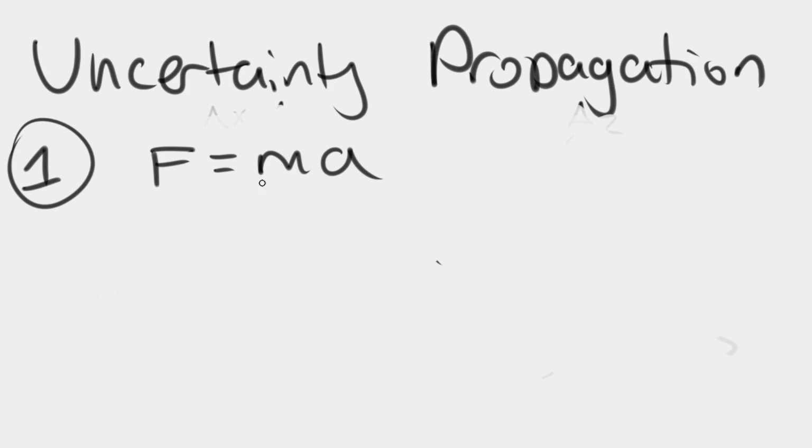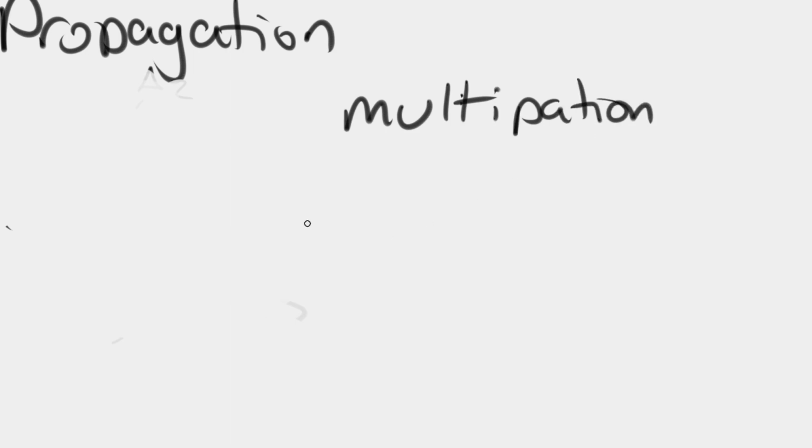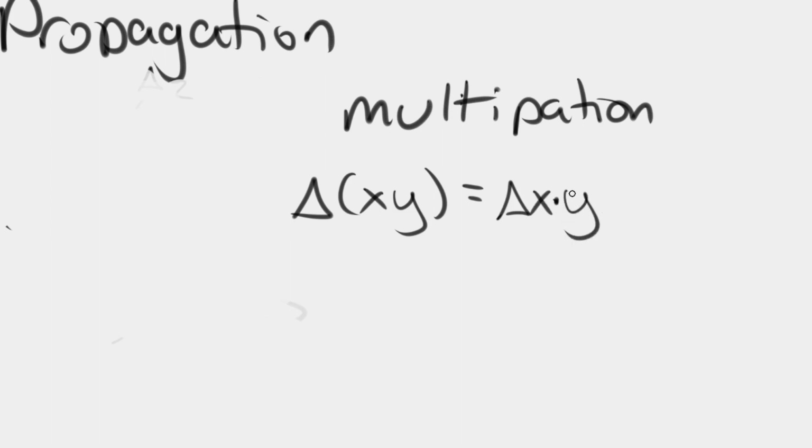Basically, in order to find the uncertainty of F, you would have to use the multiplication rule, and I'm going to write it off to the side over here. Multiplication rule, which is if you want to find the uncertainty of x times y, then you would have to take the uncertainty of the first thing multiplied by the center value of the second thing, and then you would add the uncertainty of the second thing times the regular value of the first thing.